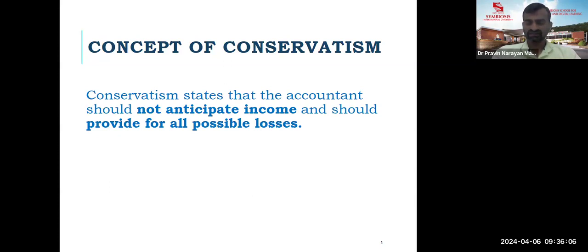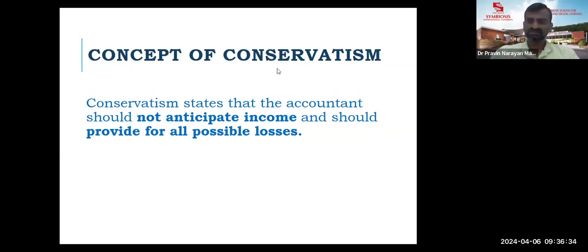In the previous series, we have seen the concepts and conventions of accounting. This is one of the concepts, that is conservatism. Basically, it states that the accountant should not anticipate income and should provide for all possible losses. So what does it mean? Conservatism in accounting suggests that when we face uncertainty, the accountant should err on the side of caution.